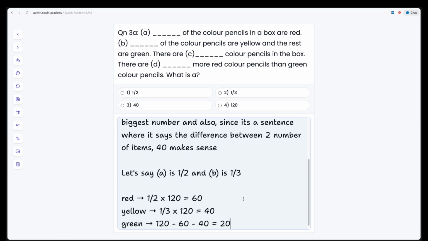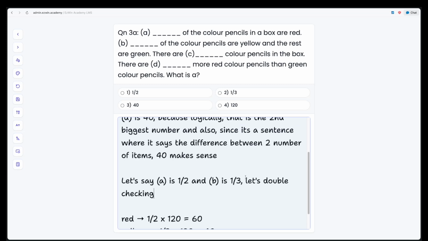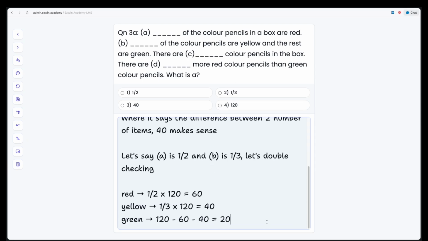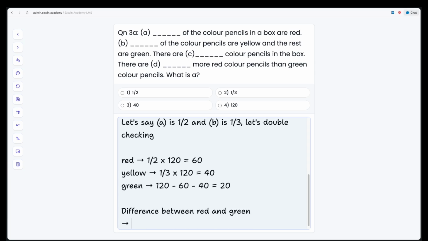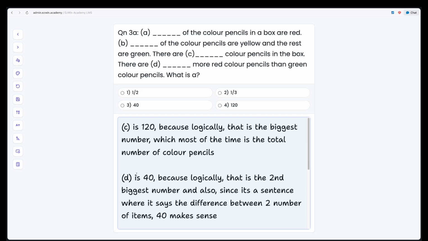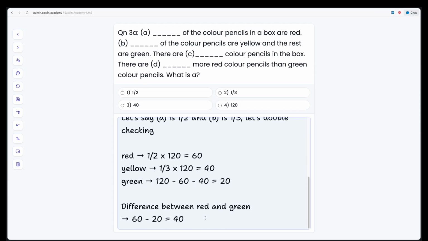All right, now we're just double checking. In this case, we want to know the difference between red color pencils and green color pencils. So the difference between red and green is equal to 60 minus 20, equal to 40, which is what we said just now, which is this one, right? 40. So that means it's correct. There you go. We're going to put a tick over here.